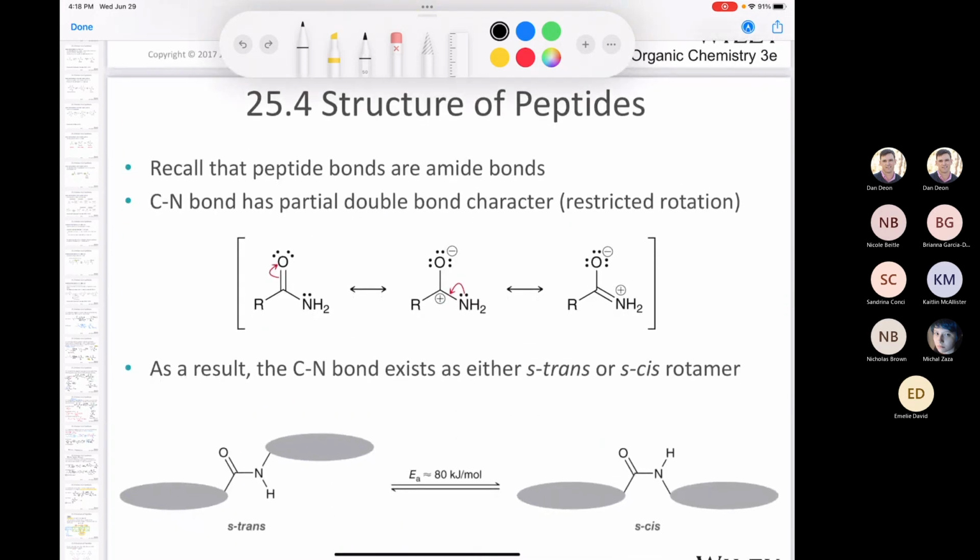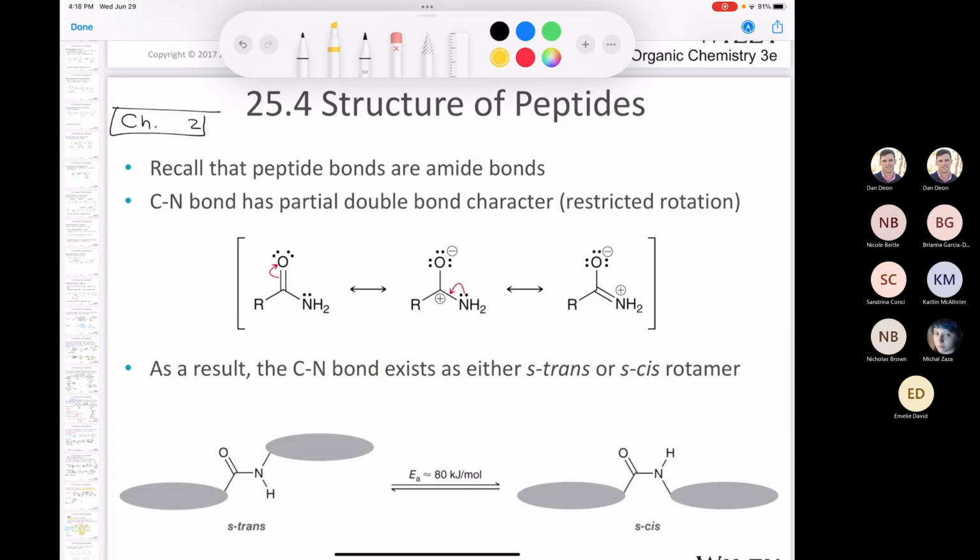So a little bit more about this whole peptide bond thing. This goes all the way back to chapter 1 and chapter 2 of Organic Chemistry 1. We discussed this very concept back then, probably in chapter 2, because we were discussing resonance. But it says here, recall that peptide bonds are amide bonds.